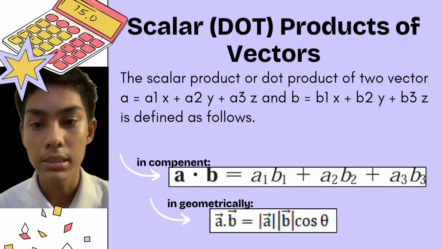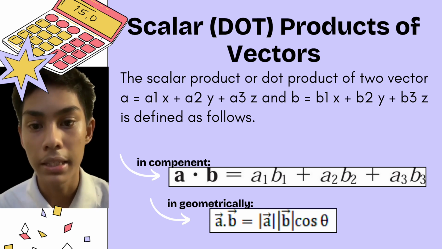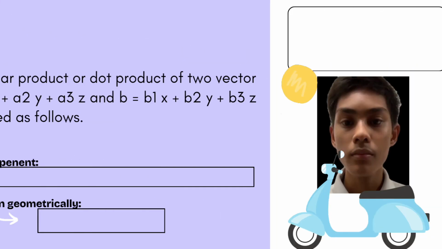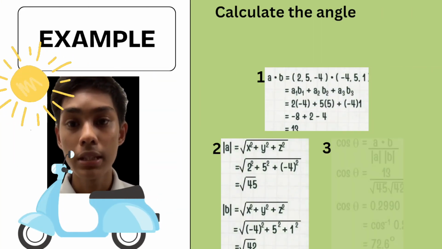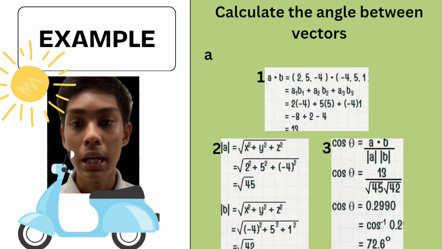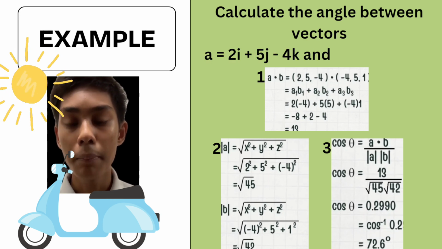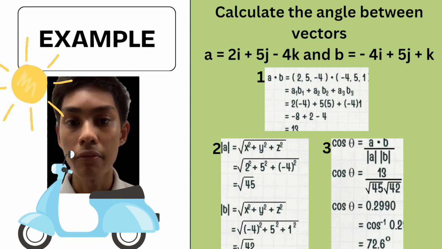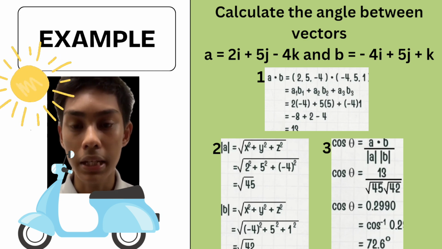In components, A dot B equals A1 B1 plus A2 B2 plus A3 B3. Geometrically, A dot B equals magnitude A multiplied by magnitude B multiplied by cos theta. Example: calculate the angle between vectors A equals 2i plus 5j minus 4k and B equals negative 4i plus 5j plus k.